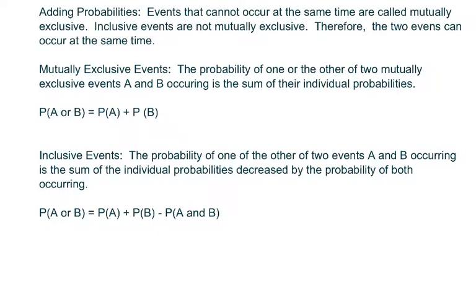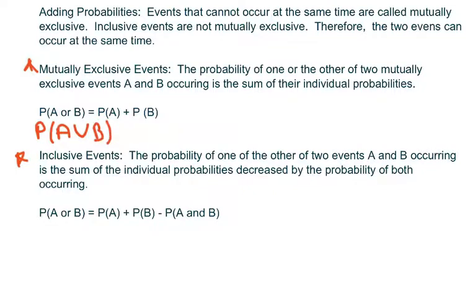Hi everyone, we're going to start adding probabilities, and there are two main new words you need to know: mutually exclusive events and inclusive events. And you all can read this. I wanted to go over the probability of A or B. This can also be written as A or B.